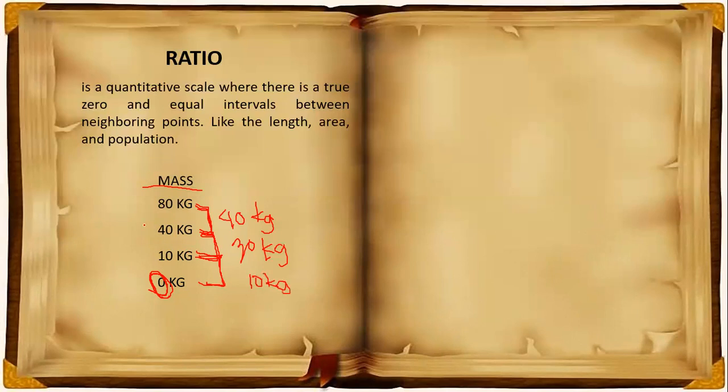So ang keywords ni ratio para atong mahinumduman mao ang order, no? I-order siya gikan sa pinakadako hangtod sa pinakagamay. Now, next is the difference. So mahibaw-an nato kung pila ang difference or pila ang interval or gap sa data.